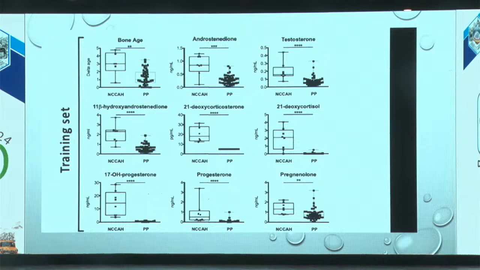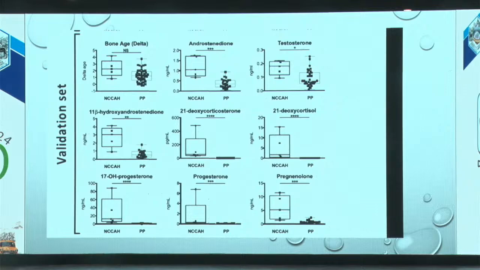This was what they found in the training set. The best results were seen with 21-deoxycorticosterone, 21-deoxycortisol, non-classical CH, premature precocious puberty, 17-hydroxyprogesterone, bone age. These were the 4 most important markers, which were again validated in the second set of patients who were picked up in the second year.